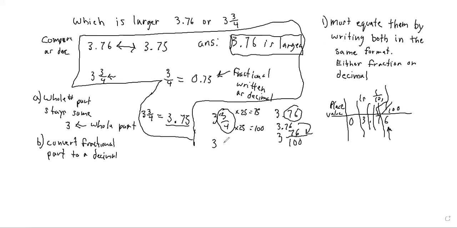So this is going to be 3 and 75 hundredths. Now we can compare these two. They both have the same denominator, and we see that 3 and 75 hundredths is definitely smaller than 3 and 76 hundredths. So again, 3.76 is larger.